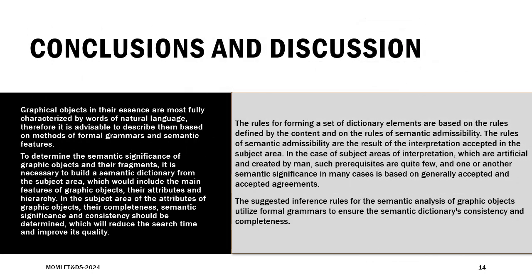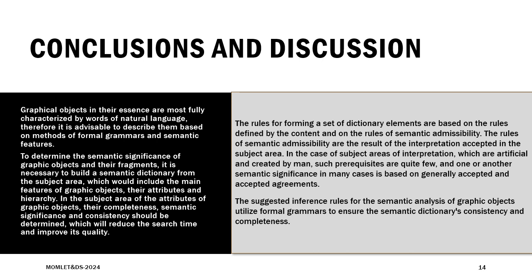Graphical objects in their essence are most fully characterized by words of natural language, therefore it is advisable to describe them based on methods of formal grammars and semantic features. To determine the semantic significance of graphic objects and their fragments, it is necessary to build a semantic dictionary from the subject area, which would include the main features of graphic objects, their attributes, and hierarchy. In the subject area of the attributes of graphic objects, their completeness, semantic significance, and consistency should be determined, which will reduce the search time and improve its quality.